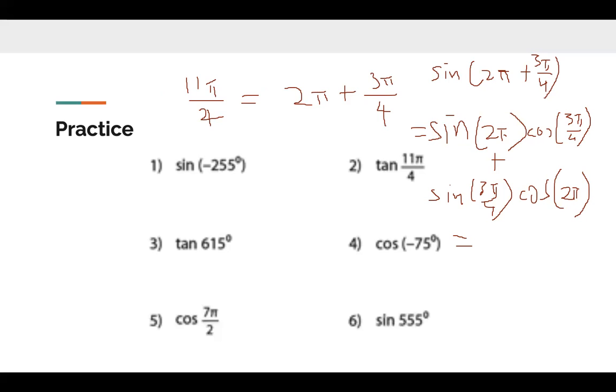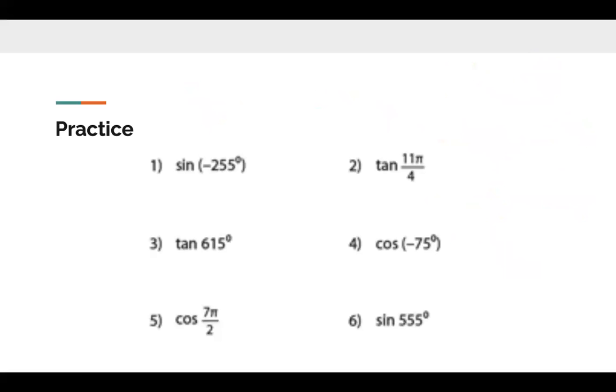Okay. I'll write the answer down. Sine of 11 pi over 4, which is what this is, is just 1 over root 2. If you do the math, you will most likely find that this big thing will equal 1 over root 2. So sine of 11 pi over 4 is just equal to 1 over root 2.